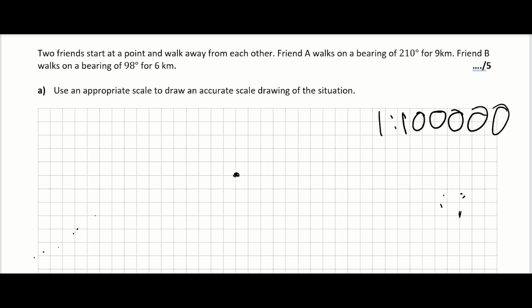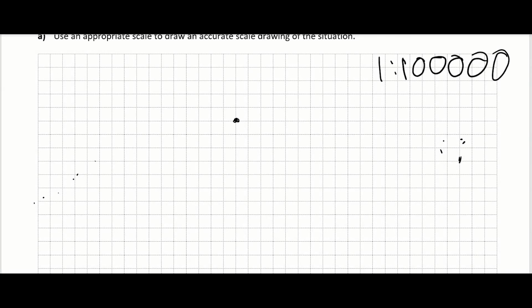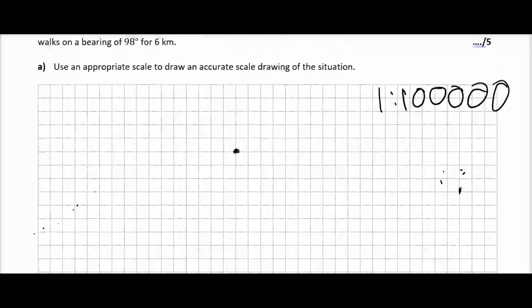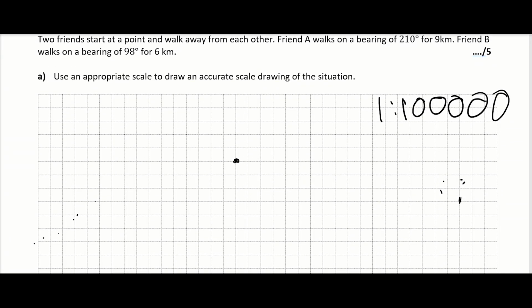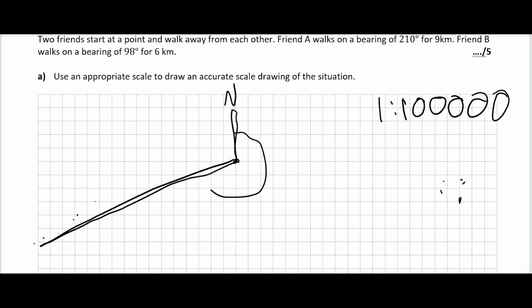So Friend 1 is going 9 kilometres on a bearing of 210. Again, this is not completely accurate, but I'm just going to draw a 9 centimetre line across there. I'm going to mark true north, and then indicate that angle. I'm going to say this is friend A. Friend B, 98 degrees for 6 kilometres, so it's a little bit shorter. Again, same again. I'm just going to mark that as 98 degrees.